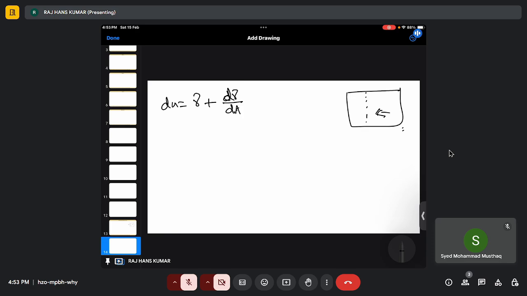So that's what we have here. The free energy of the system doesn't change. That means this will be equal to zero. So dG will be equal to the surface free energy. Now, what is my dG? dG is my work done.